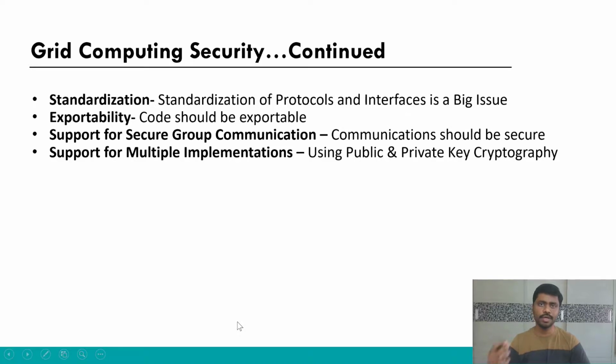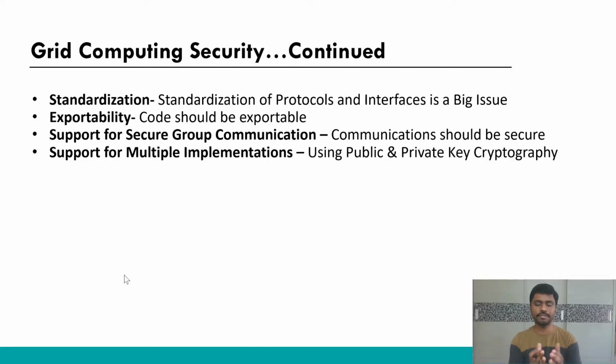Standardization. For sure, as there are many computers and many networks in place, the standardization of protocols and interfaces is a big issue, because each resource will have its own set of configuration. So you should be very careful whether that data transfer mechanism is going as per the agreed protocol or not. And exportability, the code should also be exportable across the grid, and the communication should also be secured, because many people are connected to your grid, so the communication between the systems should be very secured.